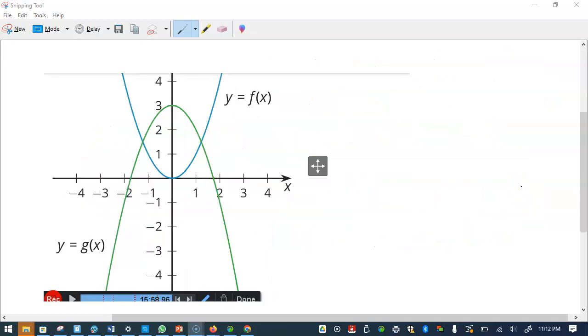Okay, so now the blue graph is the main graph. So let me again do this. Blue. So this is the blue graph, right? So what do you think? I want you to pause the video for a while and try yourself. What's happening? How did we get the green graph from this one?